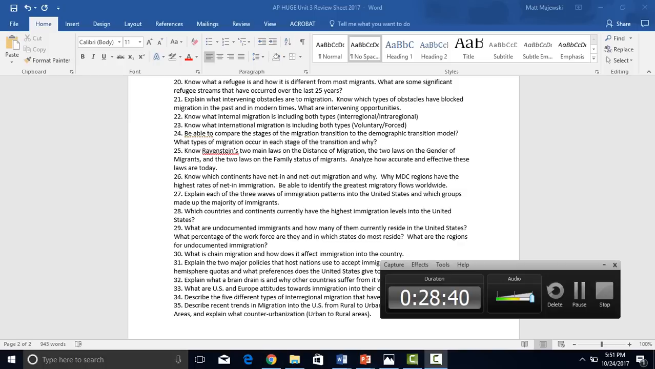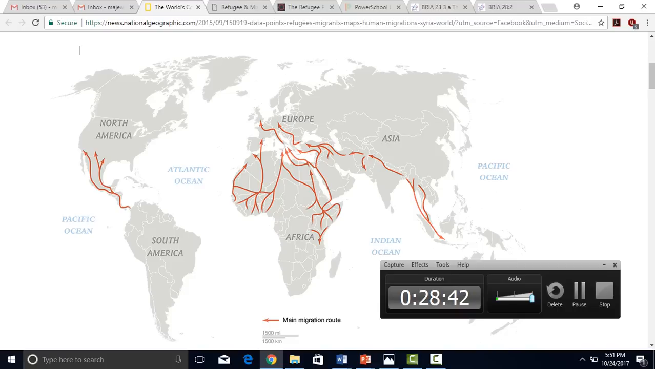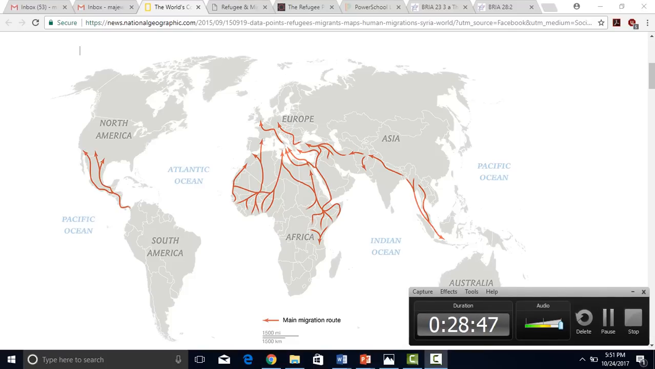The greatest migratory flows worldwide. Well, this is a map that I want you to focus on in order to answer that question. This shows you the major migratory flows that occur. Latin America and Mexico into North America, particularly the United States. And economic reasons are the primary factors for that. Also education, political freedom, right? Religious freedom in some instances as well.